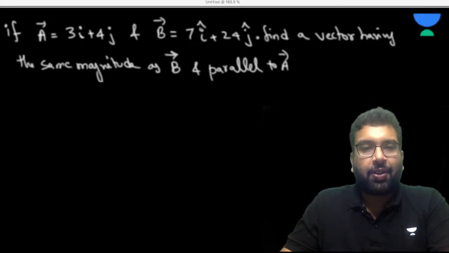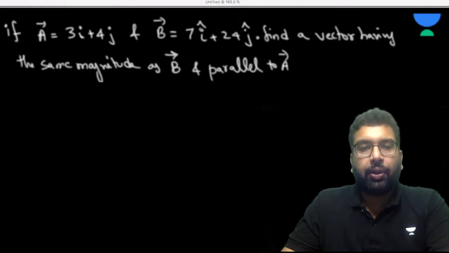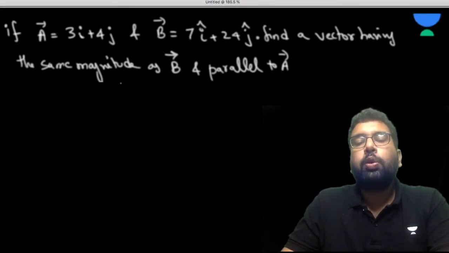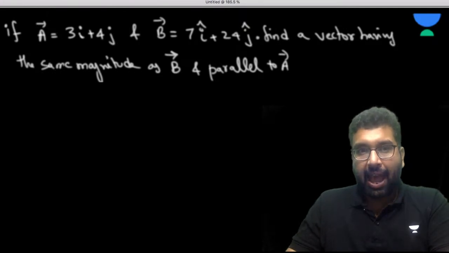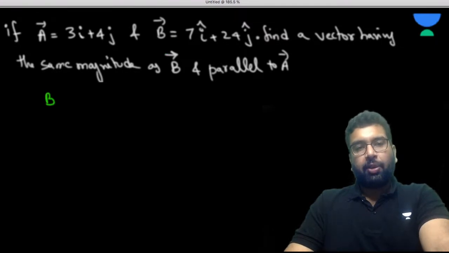Now, how can we solve it? Using this question, you will get the idea about how to use the unit vector. See what it says: find a vector having the same magnitude as that of the b vector. So what is going to be the magnitude of the b vector, sir?